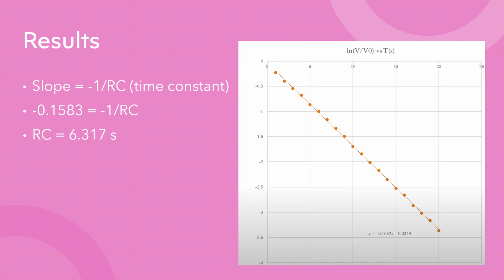So as a result, right now we have the ln of V over V naught versus time. And to find the slope, RC is considered the time constant. So the time constant is equal to -1 divided by the slope, which we found to be -0.01583. So the RC constant was about 6.3 seconds. And as you can see, it's a pretty straight line, negatively downward sloping graph.